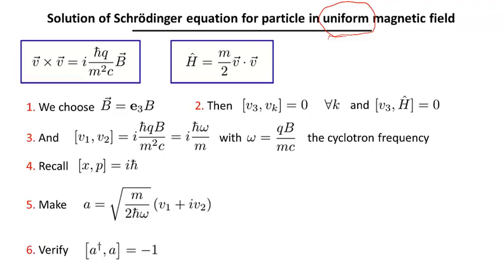So our start is with these two foundational conditions. The first step is to choose the axis of the magnetic field. So the magnetic field is constant, so it's in some direction. We just use that direction to define the third axis, or the z-axis you might call it. It doesn't matter which one we choose, but you choose one such axis. So I've chosen the third, and then that means that V3 commutes with V1 and V2.